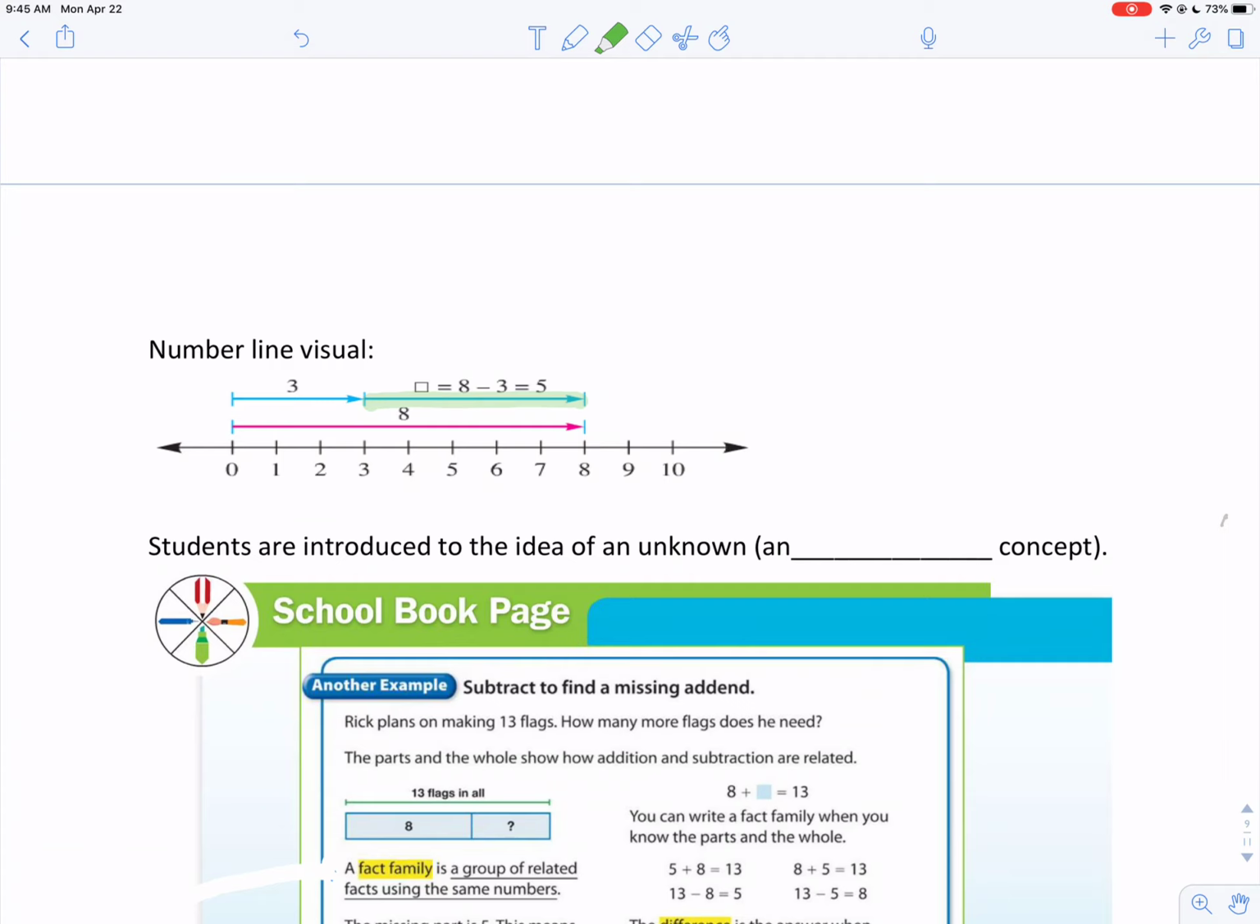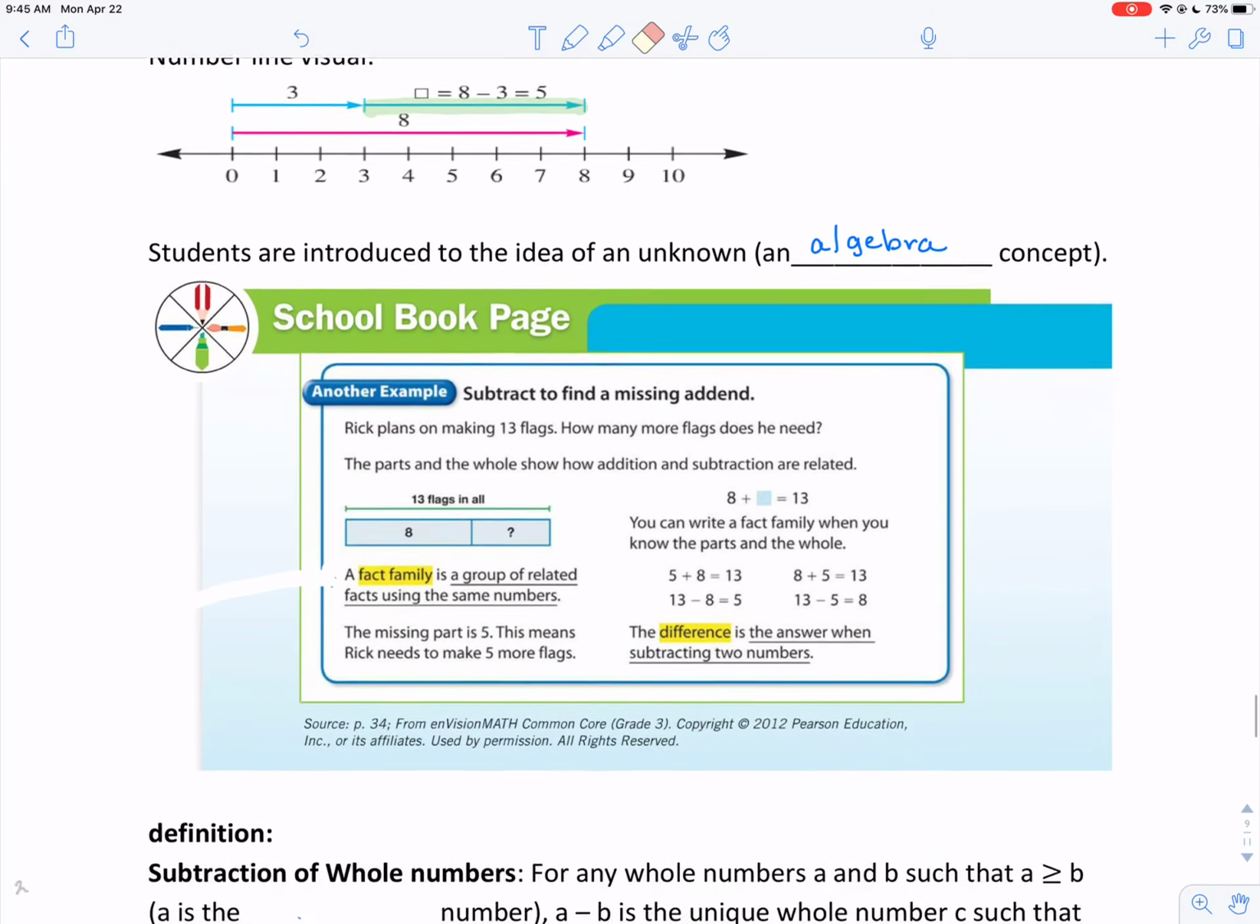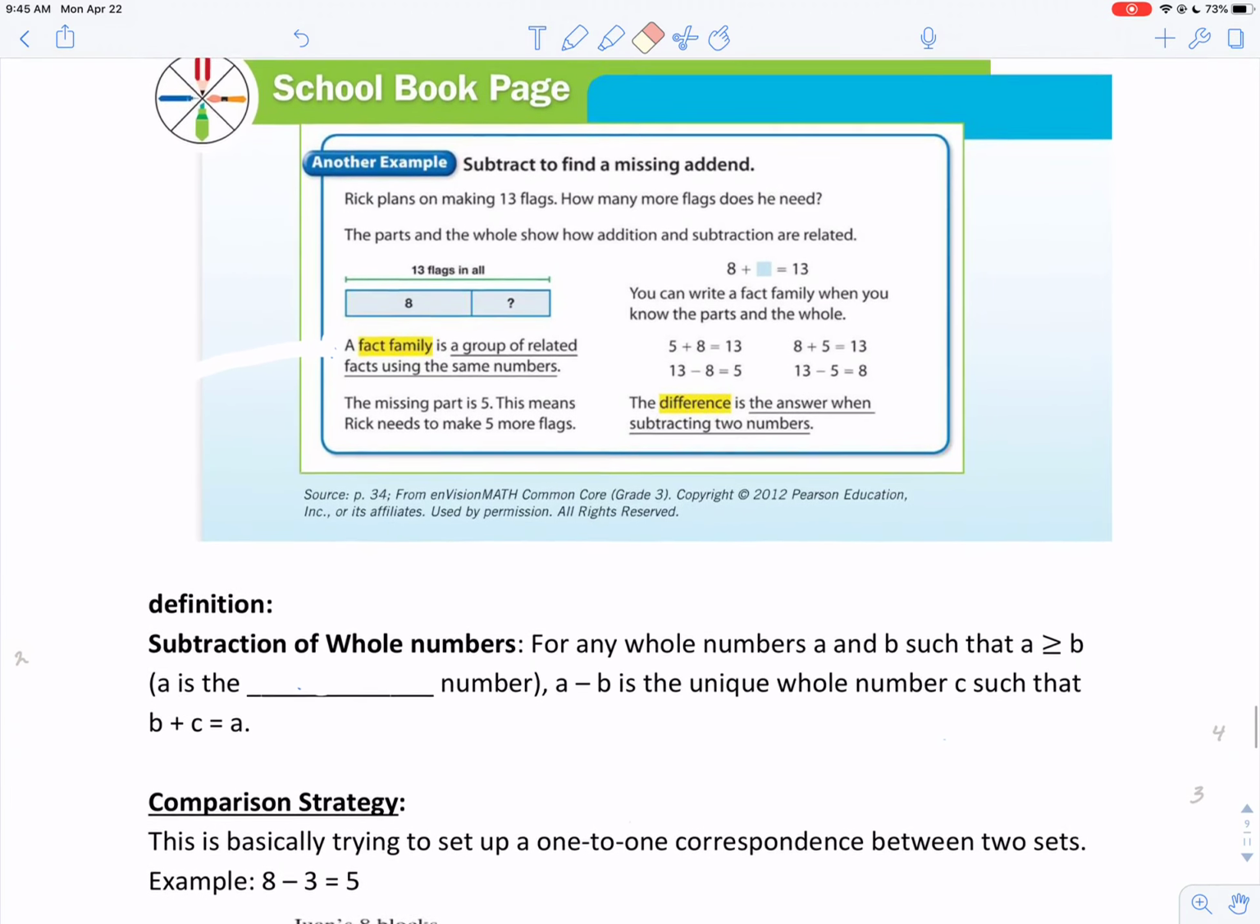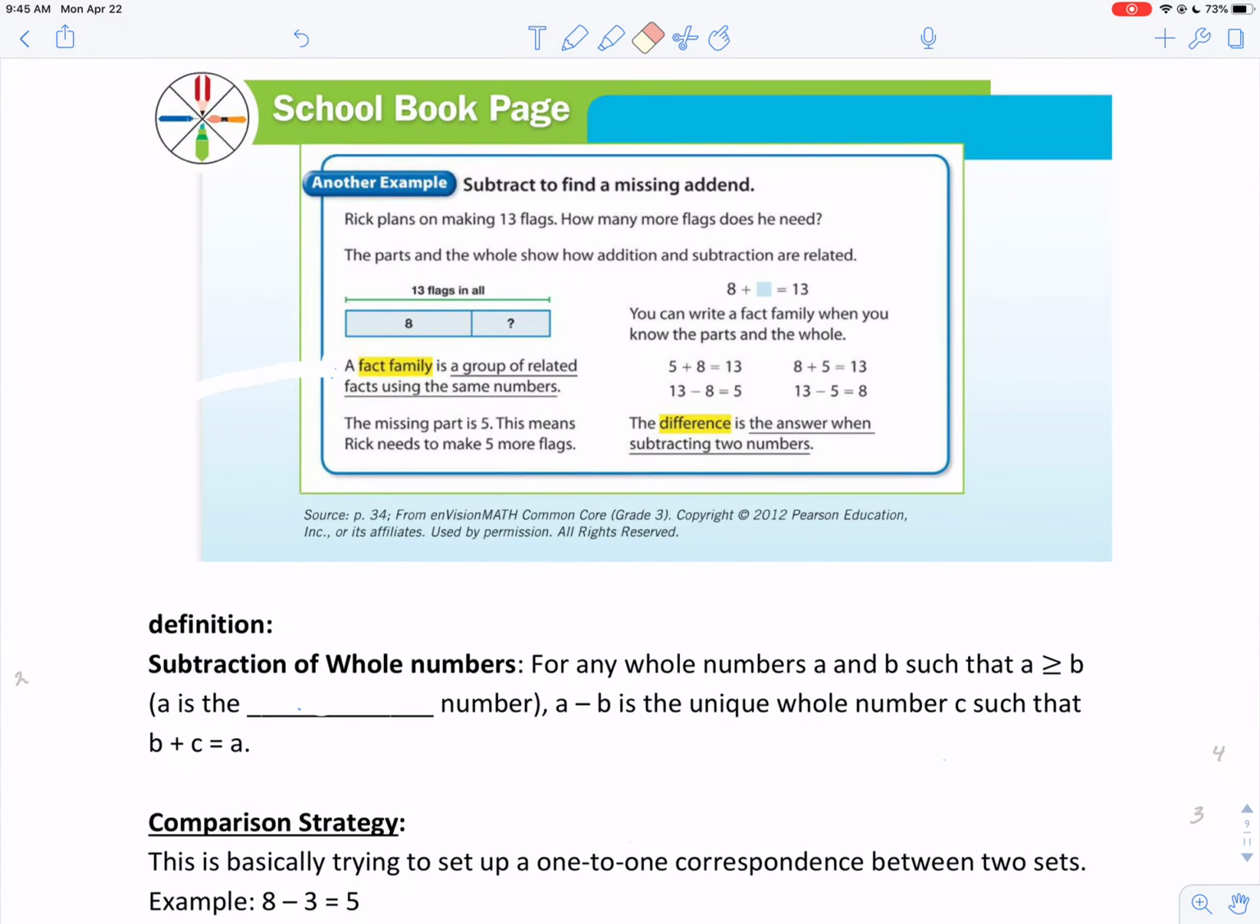In subtraction, students are also introduced to the idea of an unknown. That's an actual algebra concept. So the definition of subtraction is: for any whole numbers A and B, such that A is bigger than B, so we know that A is the biggest number, then when we subtract B from it, you get a unique number C.